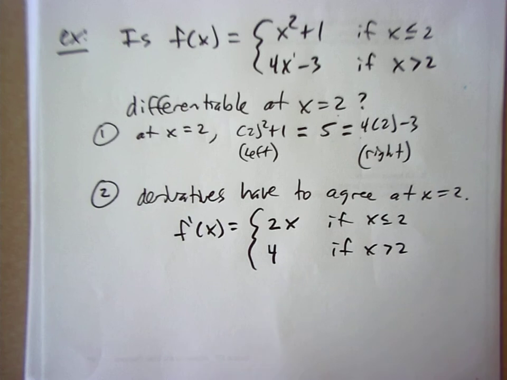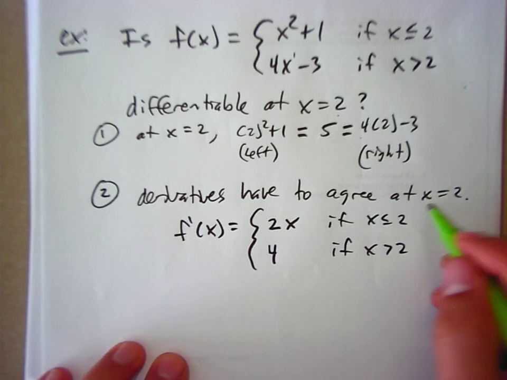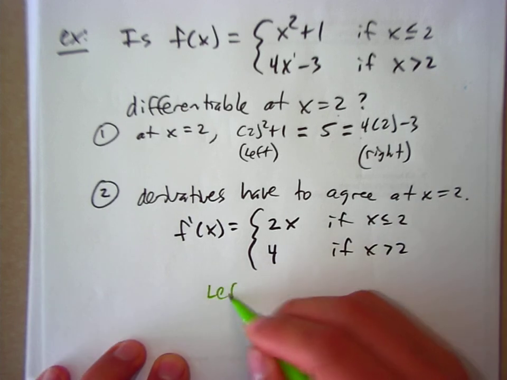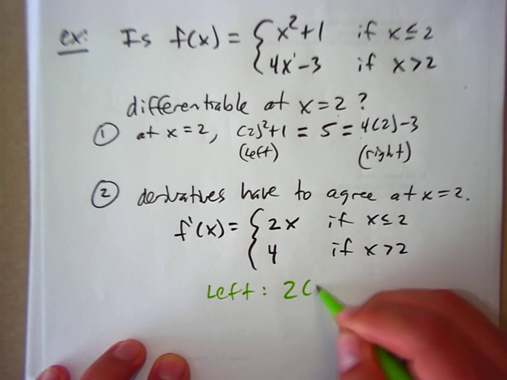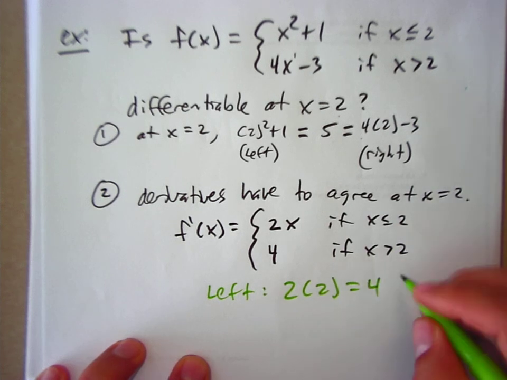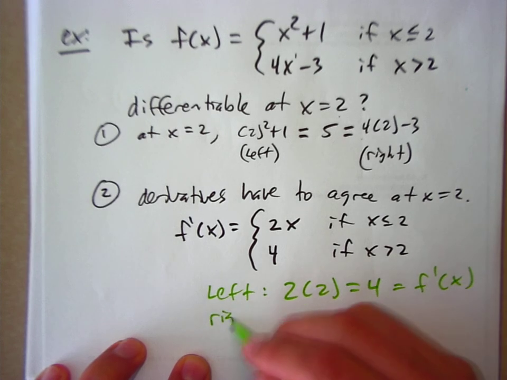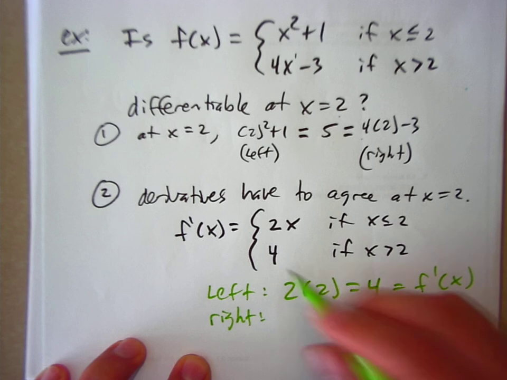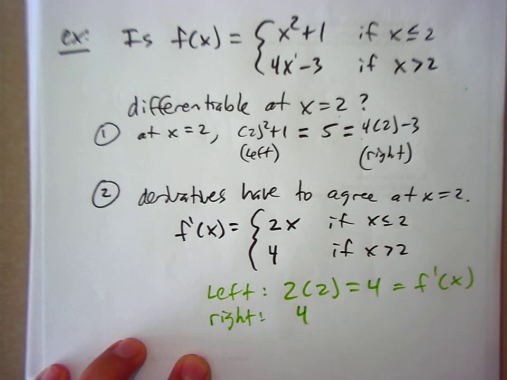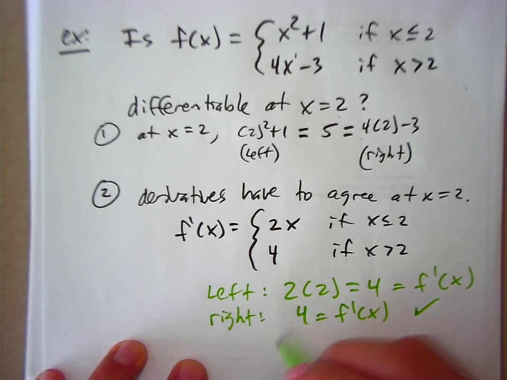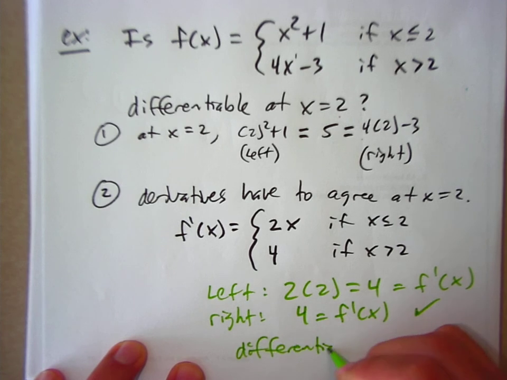And so how do I check? Well, let's see. On the left, if I do 2 times 2, I have that 4 equals f prime of x. On the right, I have literally just 4, right? And so since these are the same, okay, we can say that it's differentiable at x equals 2.